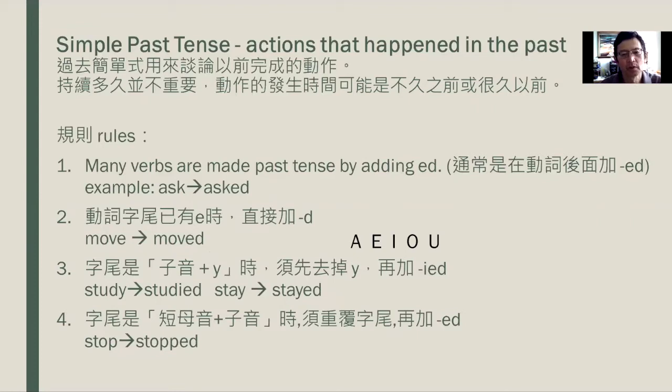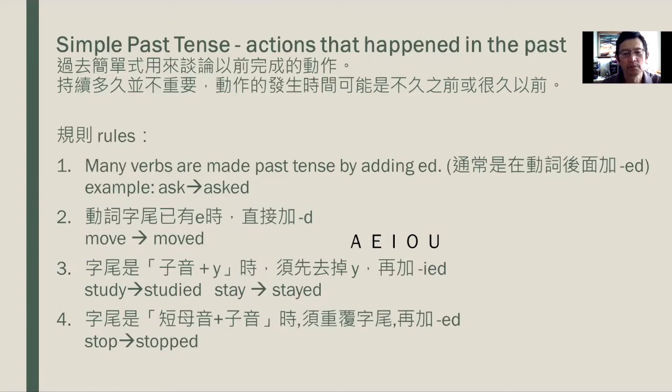The third rule, 第三条规则. If the verb ends in a Y after a consonant, you change the Y to I and add ED. So in this example here, study ends in a Y and has a consonant just before the Y. So it becomes studied. In this other example here, stay ends in a Y, but it does not have a consonant in front of it. So this becomes stayed for the past tense.